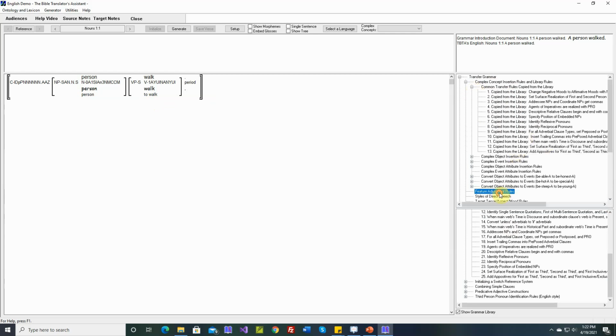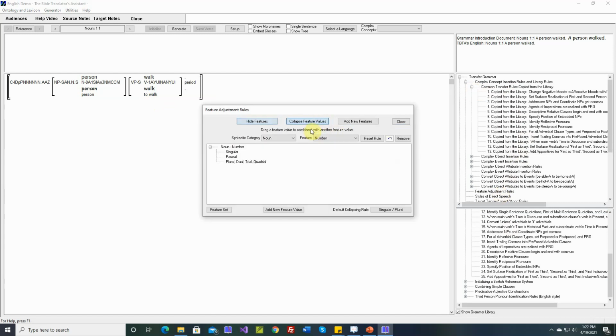Let's go to our feature adjustment rules. So we will collapse first as third as first, second as third as second, first inclusive to first, and first exclusive as first. And we won't show an example right now, but you should do this part, okay? As you're following along in these videos, please copy those two rules from the library into your project, and also collapse these values as I've shown here.